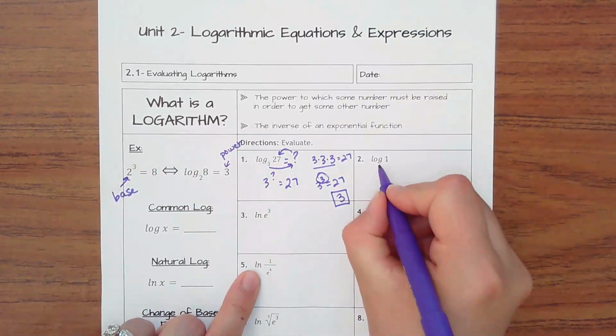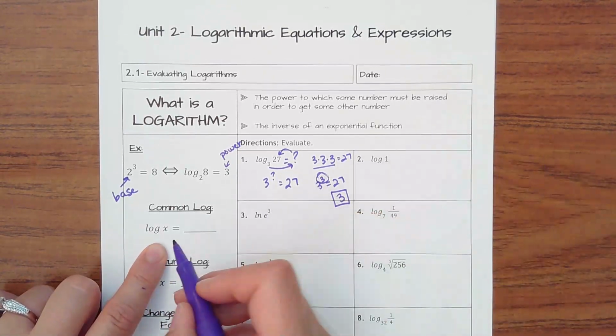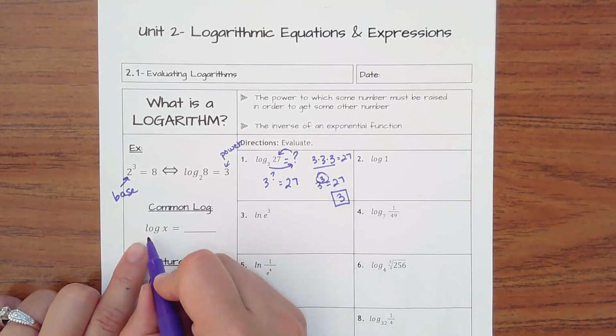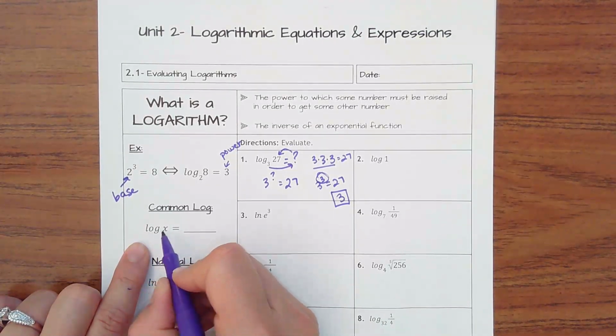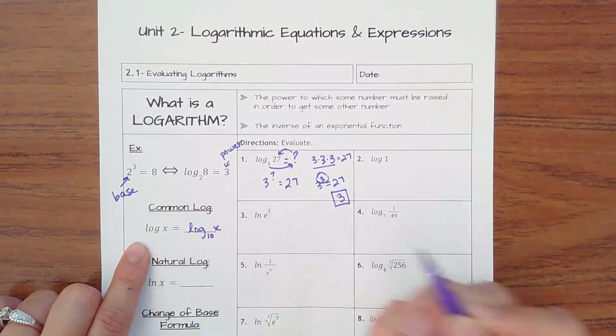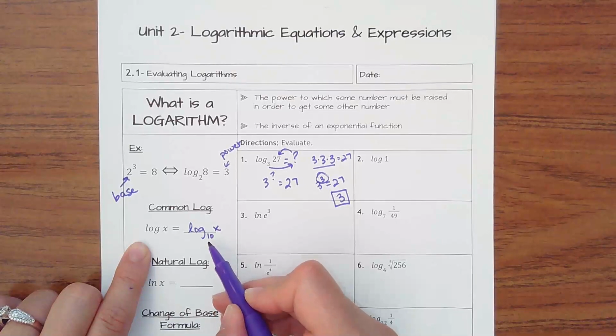Number 2 just says log of 1. Well, it's missing a base. Come back over here to the left. We need to know what a common log is. A common log is when they just use the word log with no base. What you need to know is that actually it has a base of 10. So you'll see the log button on your calculator. Whenever you use that, you're dealing with bases of 10.